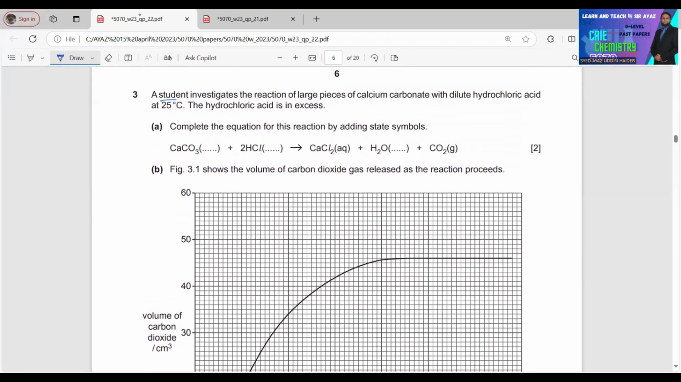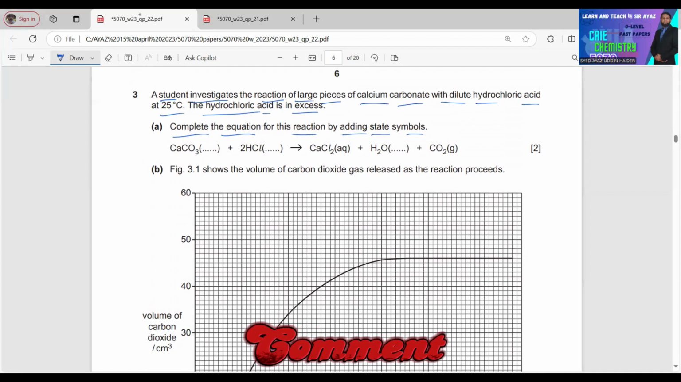The student investigates the reaction of large pieces of calcium carbonate with dilute hydrochloric acid at 25 degrees centigrade. The hydrochloric acid is in excess. A. Complete the equation for this reaction by adding state symbols. CaCO3 must be in the solid state. You see, all carbonates are insoluble except group 1 and ammonium. So CaCO3 must be in the solid state.